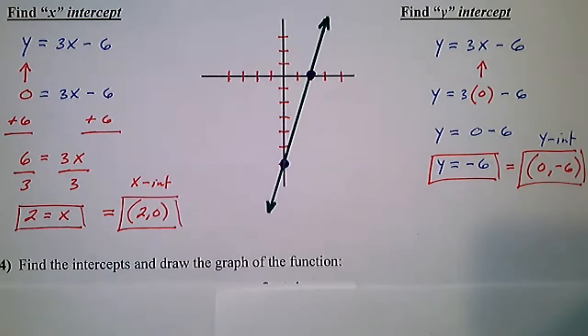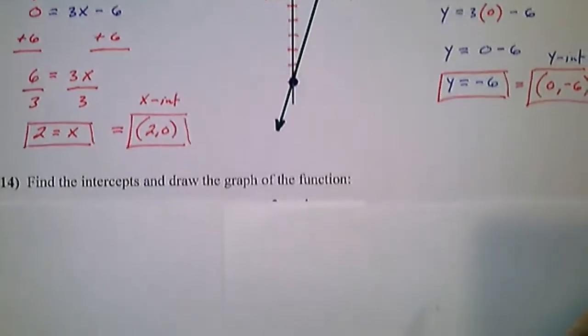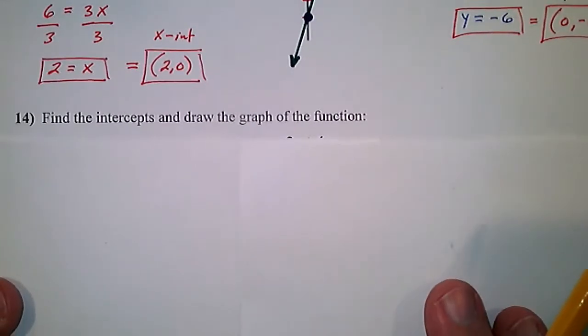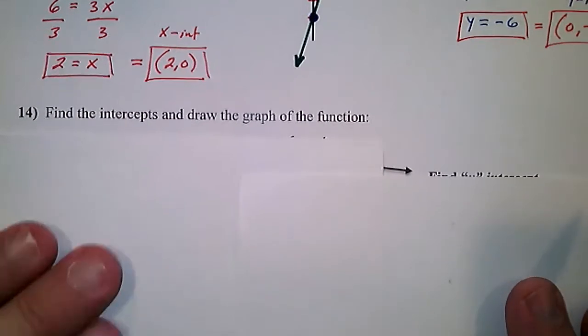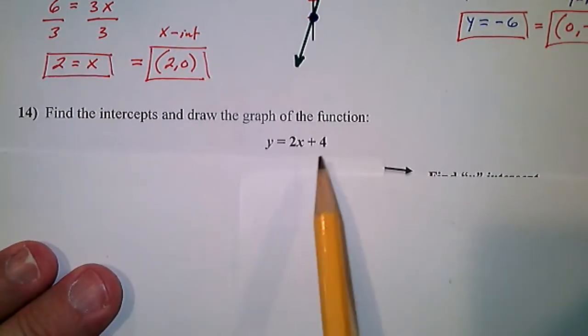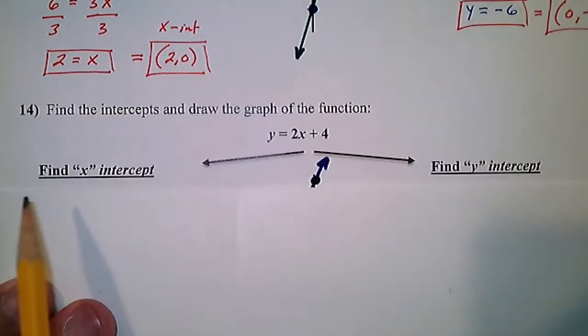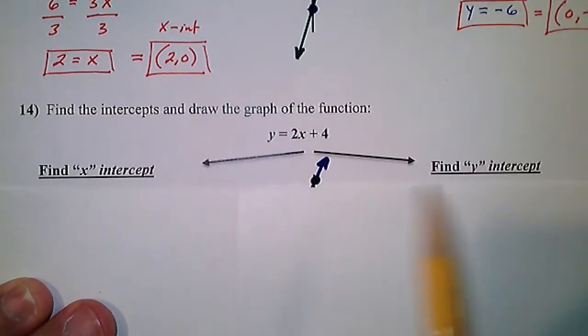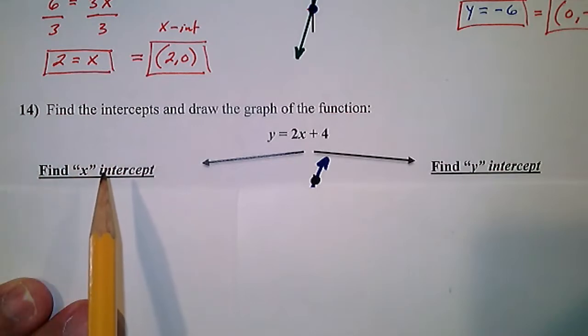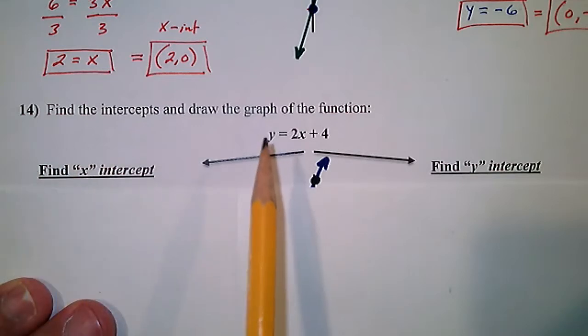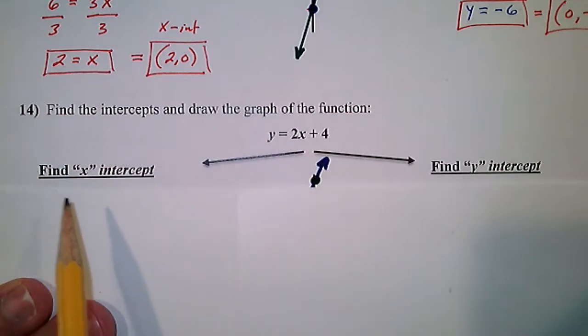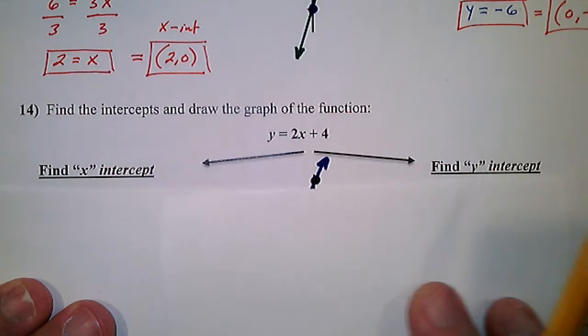We're going to do the same thing on number 14. Find the intercepts and draw the graph of the function. Okay, so here's our function, 2x plus 4. And we want to find our x-intercept. And we want to also find the y-intercept. Okay, so to find our x-intercept, I'm going to come over here. I'm going to rewrite my function. Y is equal to 2x plus 4.